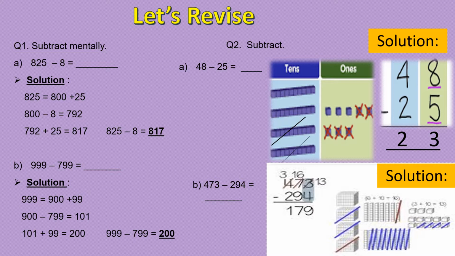So this is how you do the place value method. You just transfer the hundreds or the tens whenever there is not enough material.